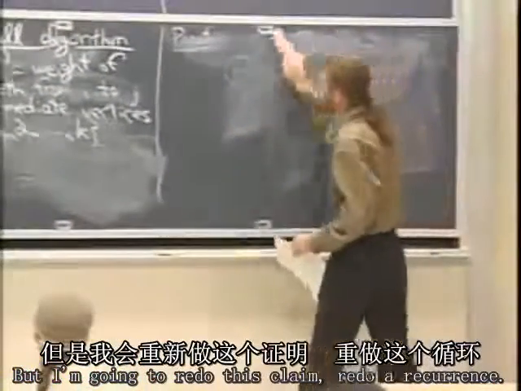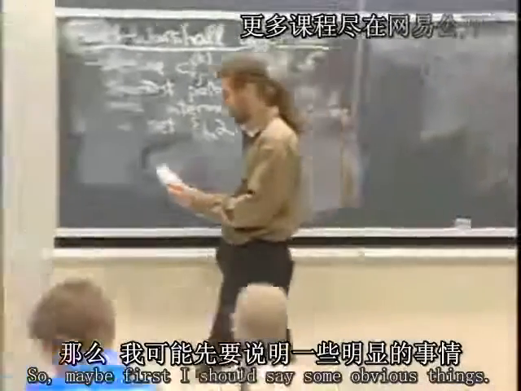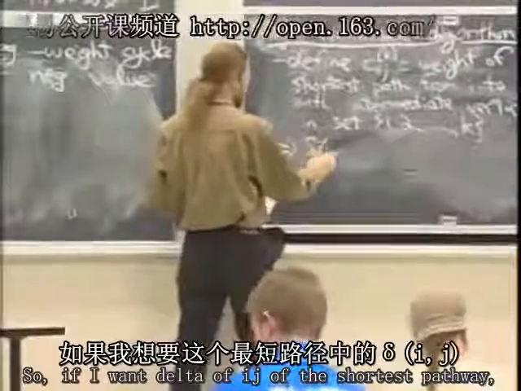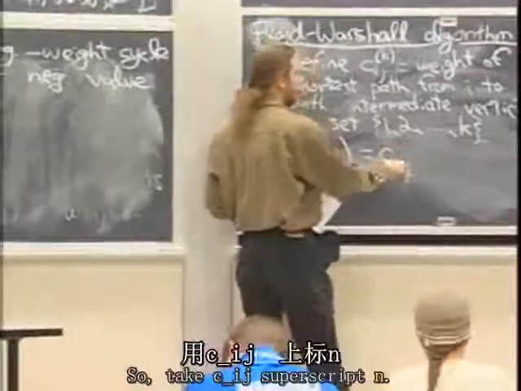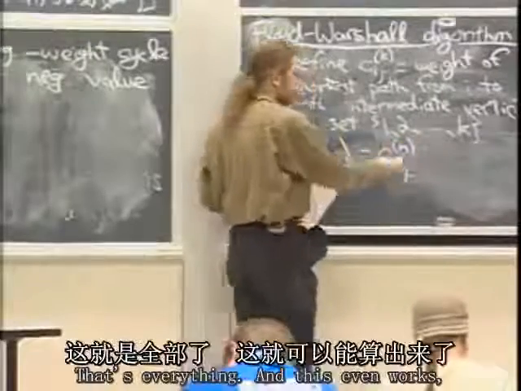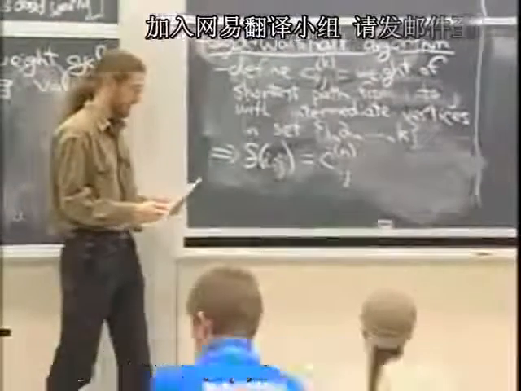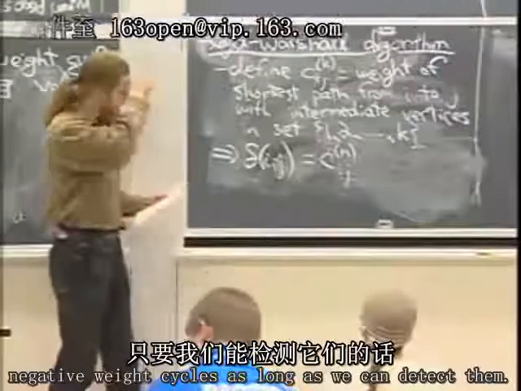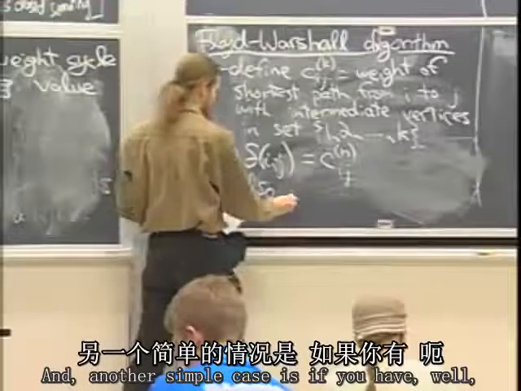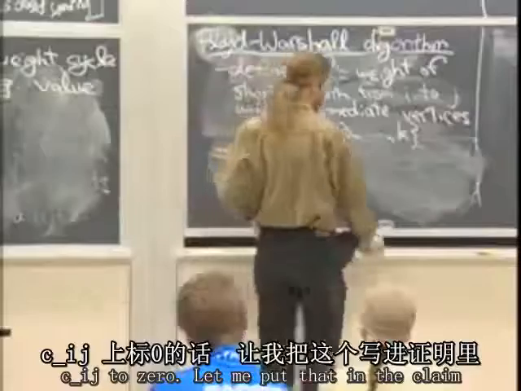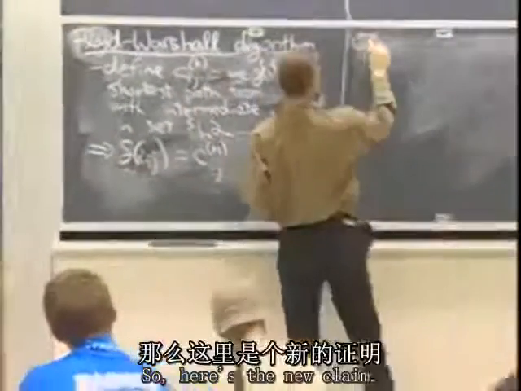Redo a recurrence. So maybe first I should say some obvious things. So if I want delta of ij, I want the shortest path weight, well, just take all the vertices. So take Cij superscript n. That's everything. And this is true even if you have a negative weight cycle, although again, we're sort of going to ignore negative weight cycles as long as we can detect them. And another simple case is Cij to the 0. Let me put that in the claim. Be a little bit more consistent here. So here's the new claim.